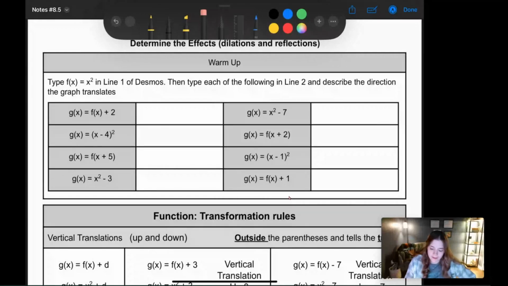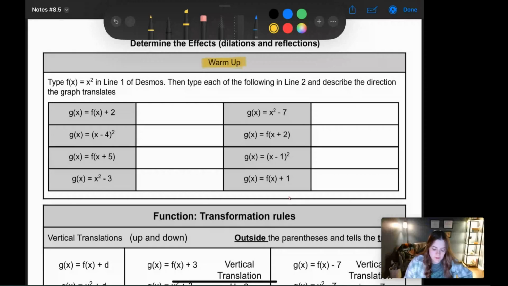8.5. Let's go ahead and take a look at this warm-up. Don't forget you are going to put this in your Algebra 1 folder. You need to copy down what I'm writing, and you need to do some on your own. Remember, this should be completely filled out when I look at it in your folder.